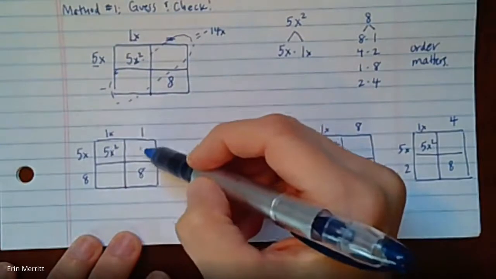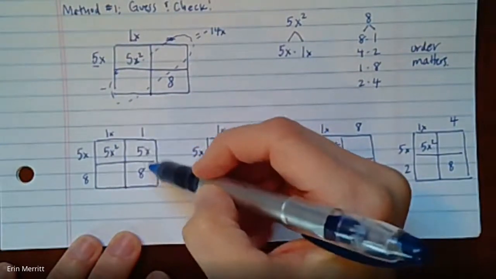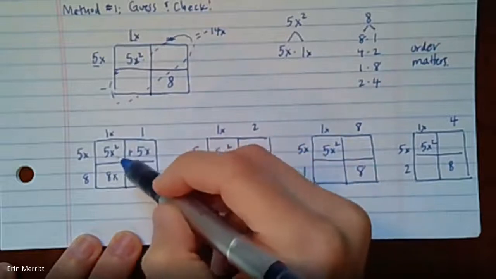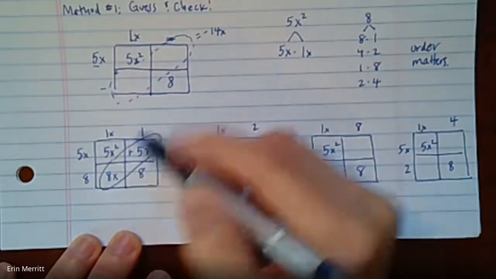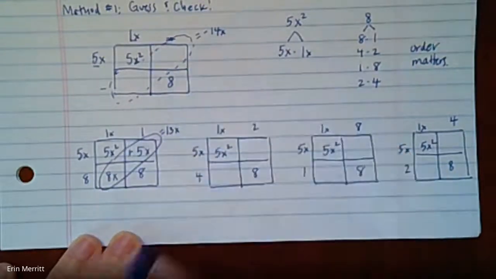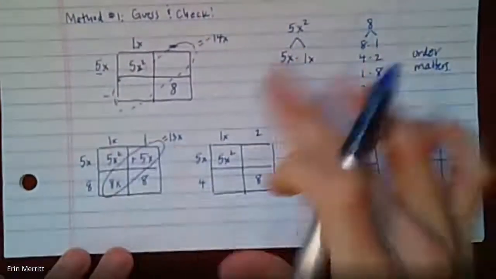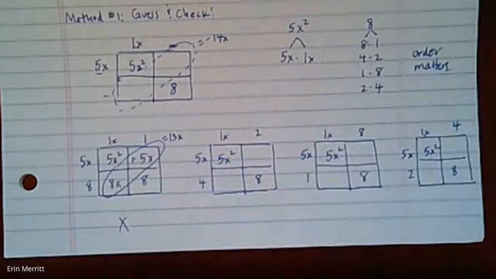So 5x times 1, that would give me 5x. And then 1 times 8, that would give me 8x. Right here, if I add those two together, that's going to give me 13x. And what I'm looking for is for it to come out as 14x. So that one doesn't work. And then you can work your way through it.